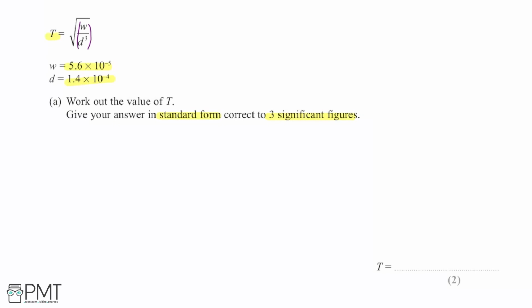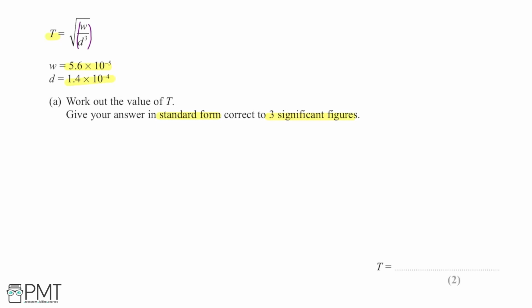So if we want to give our answer in standard form, we already have these values here for w and d. These are in standard form. So standard form is when you've got a number here before the multiply sign, which is greater than or equal to 1 and less than 10. So it can't be 10, it has to be between 1 and 10, less than 10.